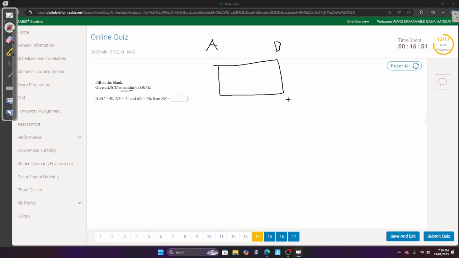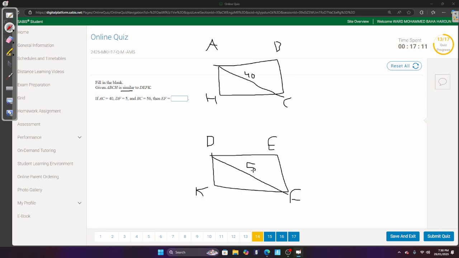A, B, C, H is similar to D, E, F, K. AC is 40. DF is 5, okay? BC is 56, that means EF is blank. And guys, AC is 40, DF is 5.